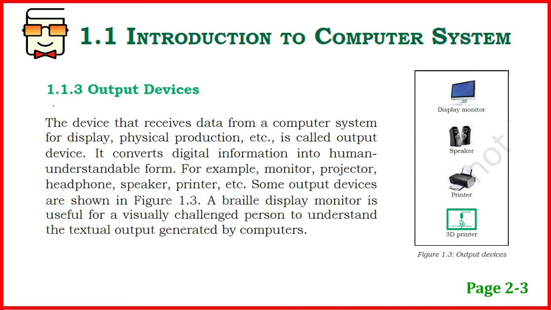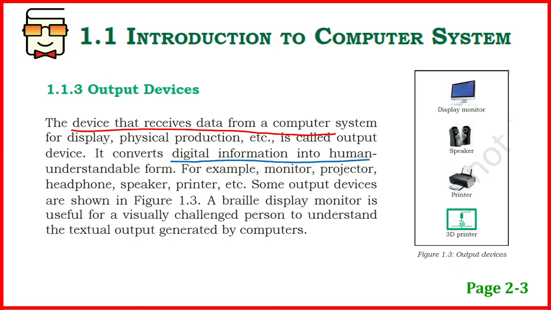Okay, now in case of output devices, these two points will be completely reversed. The first point would be the output device is the device that receives data from the computer instead of sending data to the computer. And the second point would be it converts the data that is coming from the computer, that is the digital information, into a human readable form.